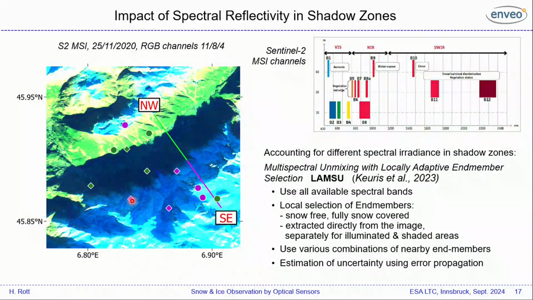You can see here snow in the shadow. There's snow in the sun. And there are snow-free areas. And there's again a little bit of snow. And these purple points are snow-covered, and these green points are snow-free, either in the shadowed zones or in the sun. The dots are in the sun.